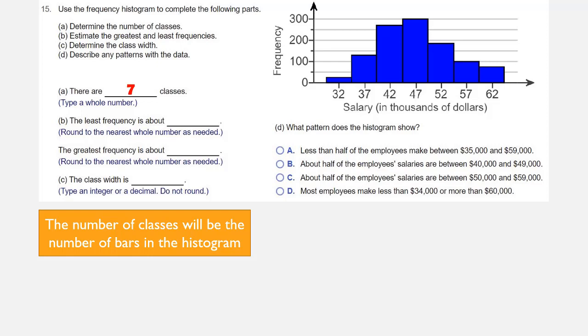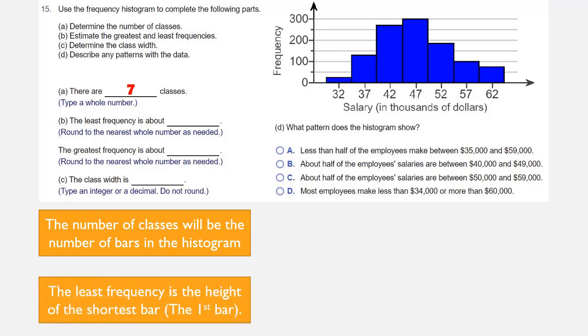Now the least frequency will end up being the height of the shortest bar. So when I look at the shortest bar, it has a midpoint of 32, and the height of that bar, if the second gray line is 100, then the first gray line should be 50, and this looks to be about halfway up to the 50, so my estimate here is 25.